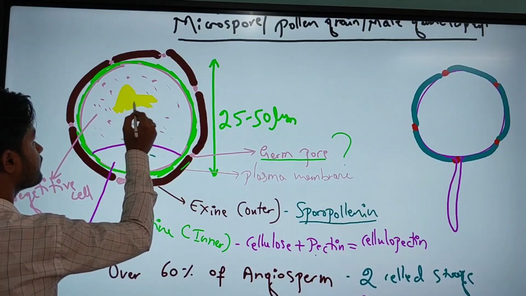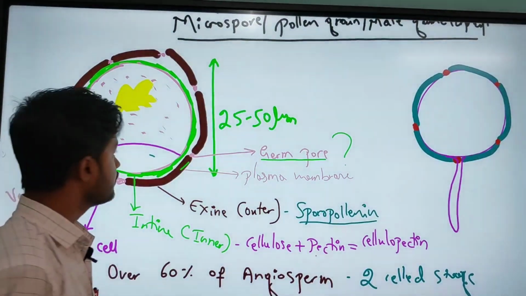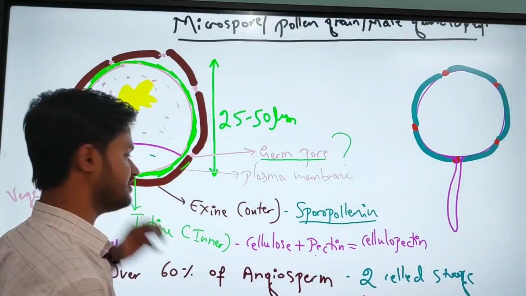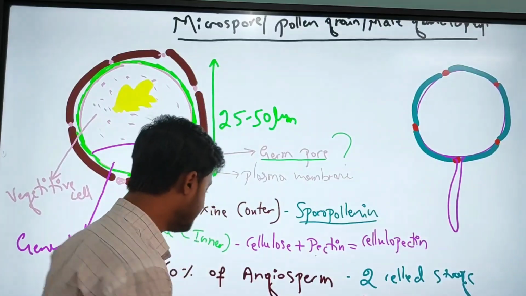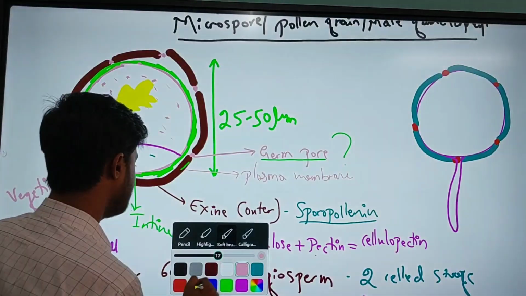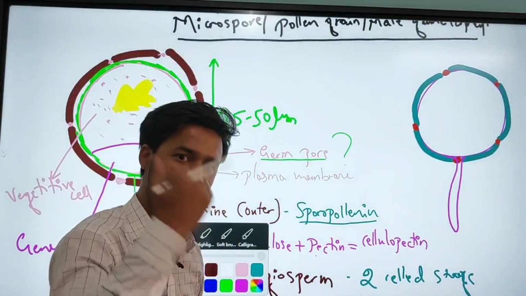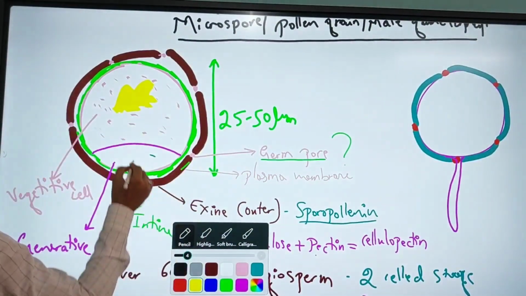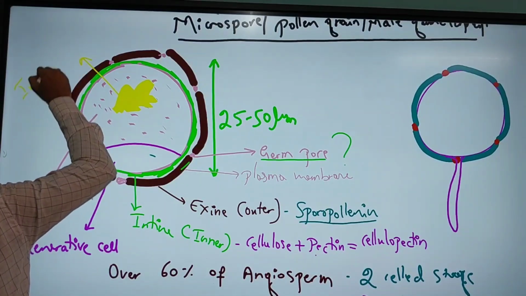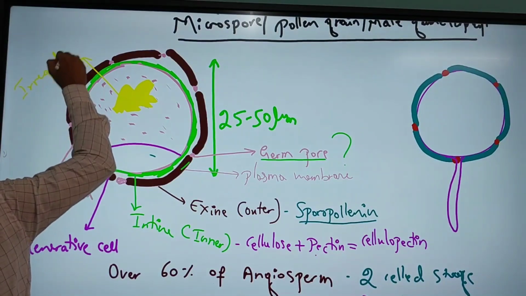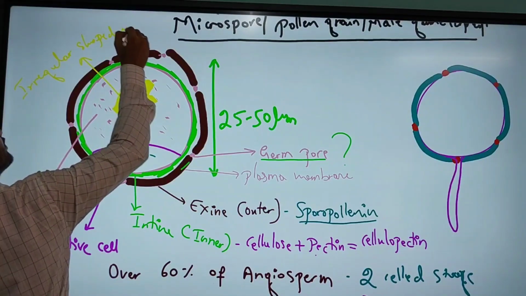Okay, so the larger cell is called the vegetative cell, which contains abundant reserve food material and an irregular shaped nucleus.